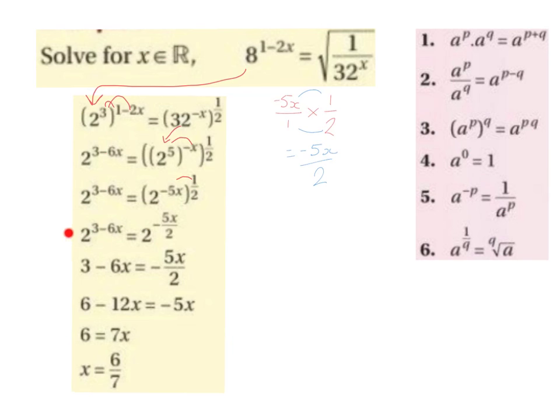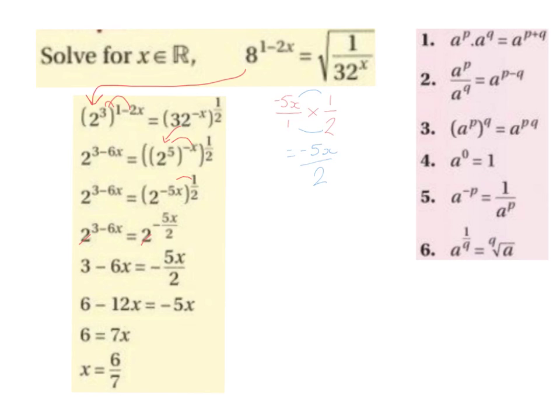Okay, so now I can see on my left-hand side I have 2 to the power of 3 minus 6x. And on the right-hand side, I have 2 to the power of minus 5x over 2. And I notice that I have the bases now matching, which means I can cancel out my bases. And what I'm going to do is bring down the indices on the left-hand side, 3 minus 6x. And I'm going to bring down the indices on the right-hand side, minus 5x over 2, and put an equal sign in between. So what I've done here is just cancelled out the 2's on either side. So now I just have a linear equation that I'm going to solve for x.